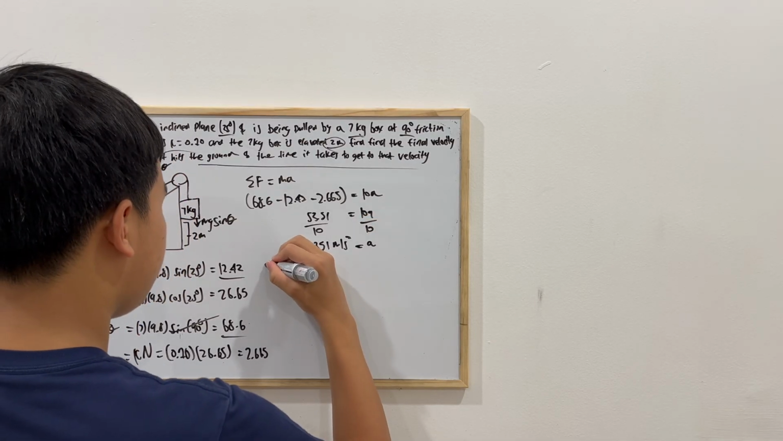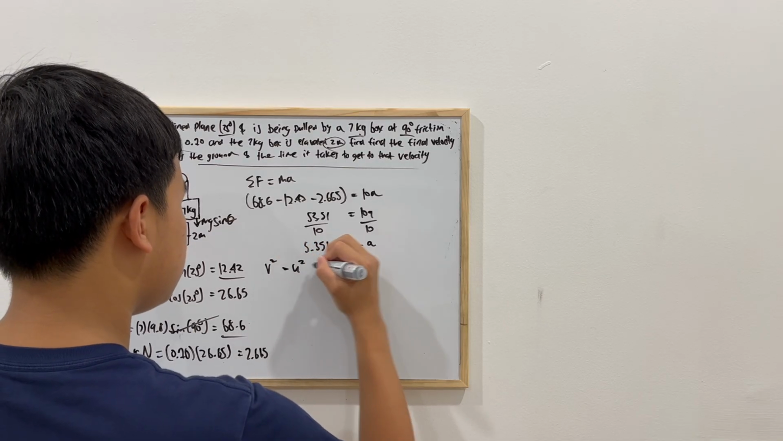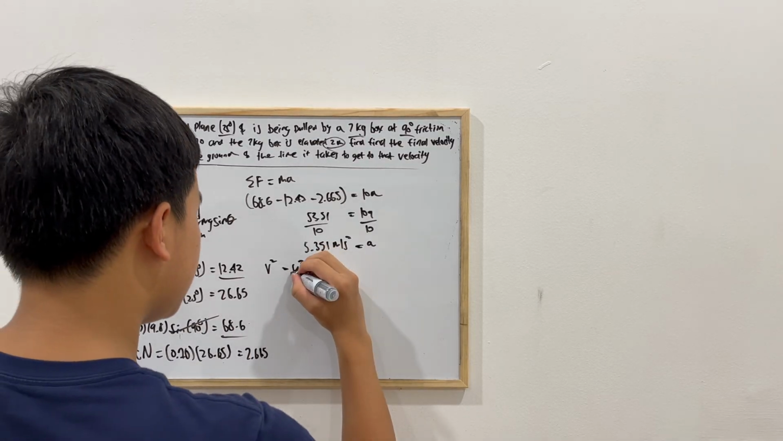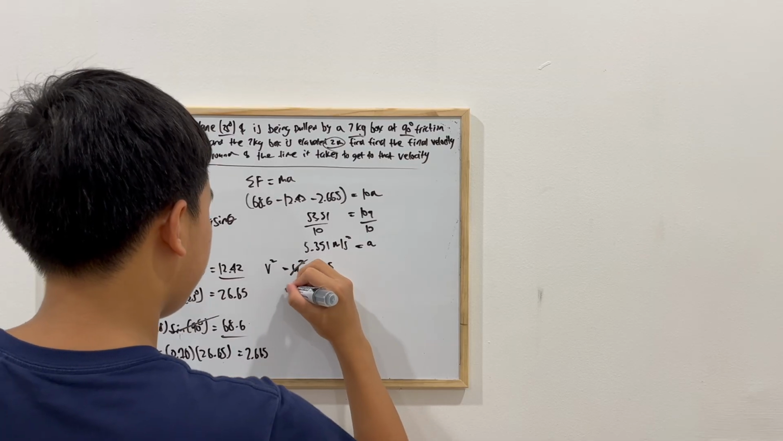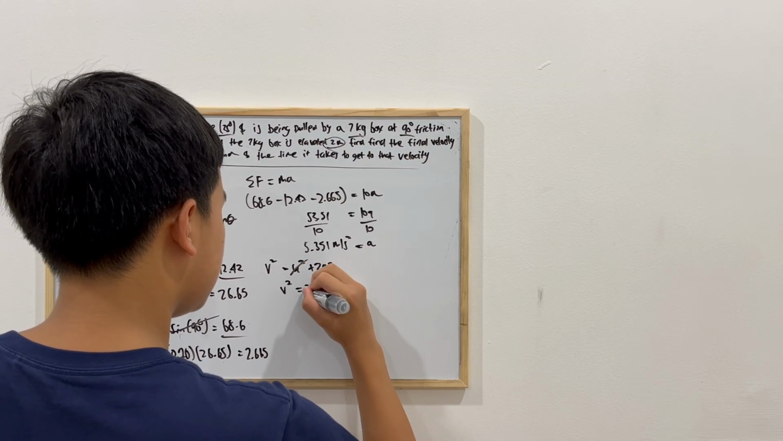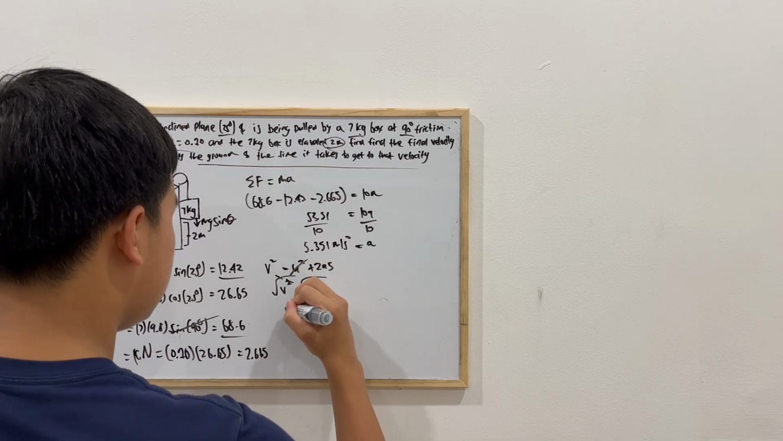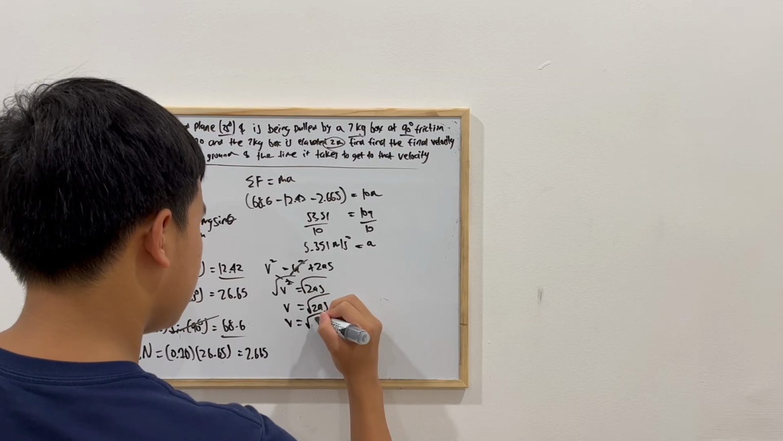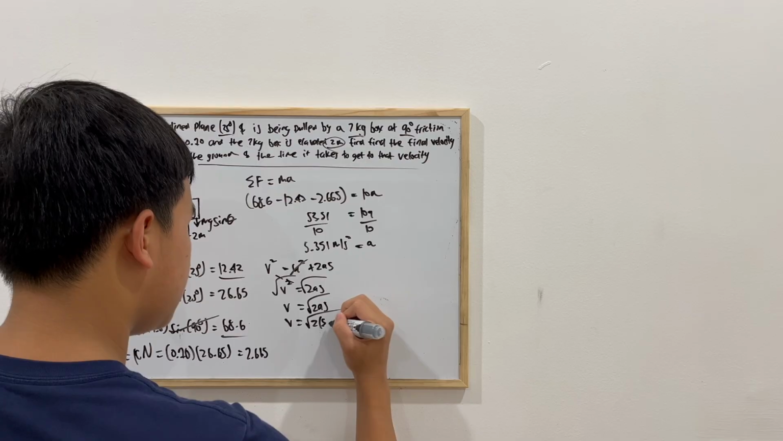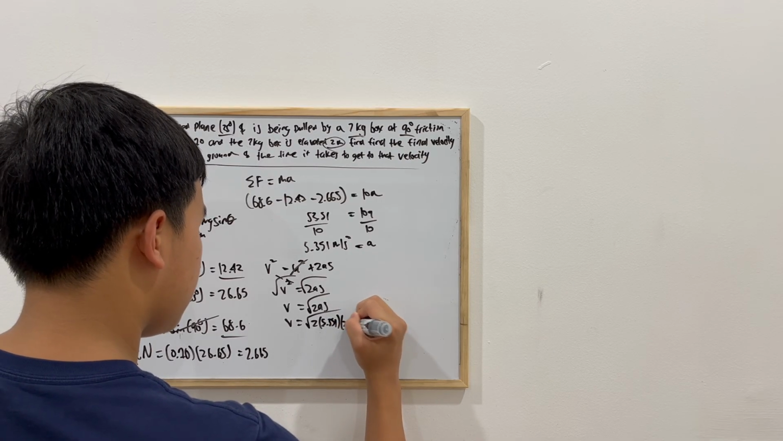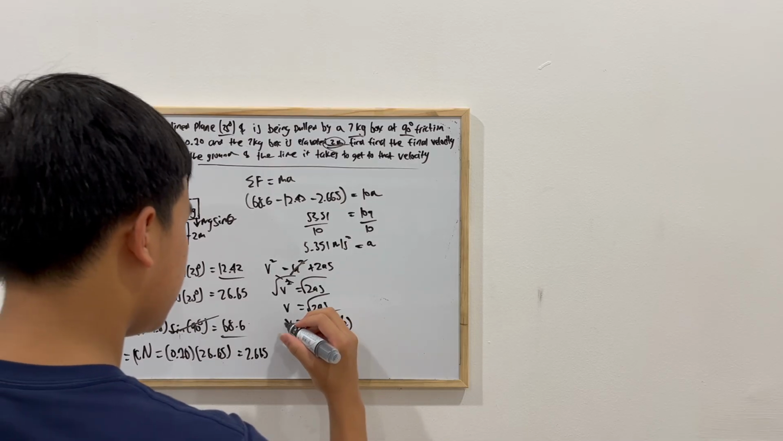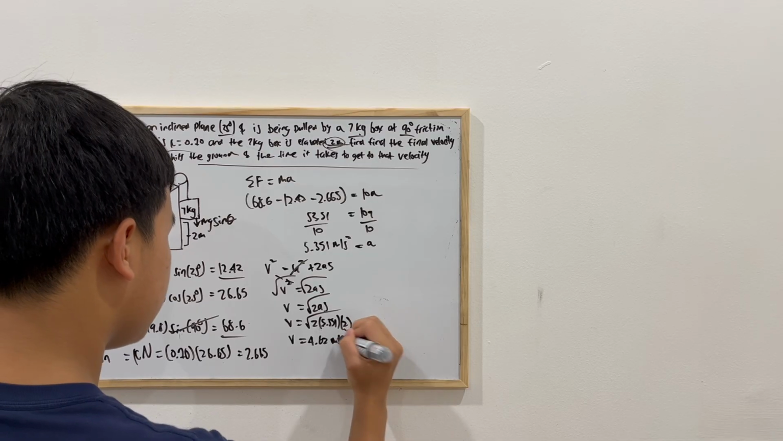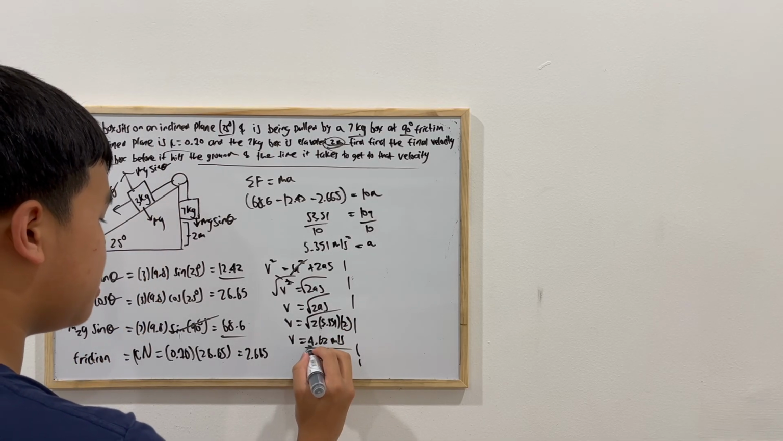Now to find the final velocity, we have to use the equation v squared equals u squared plus 2as. Here u is our initial velocity, which we can cancel out because it is 0. So we have v squared equals 2as, and we're just going to root both sides. So v equals the root of 2as, and our velocity is the root of 2 times our acceleration, 5.351, times our height, which is 2. We're going to get a velocity value of 4.62 meters per second.